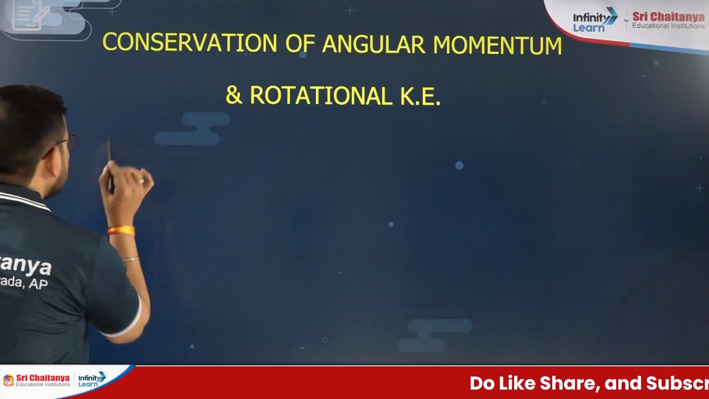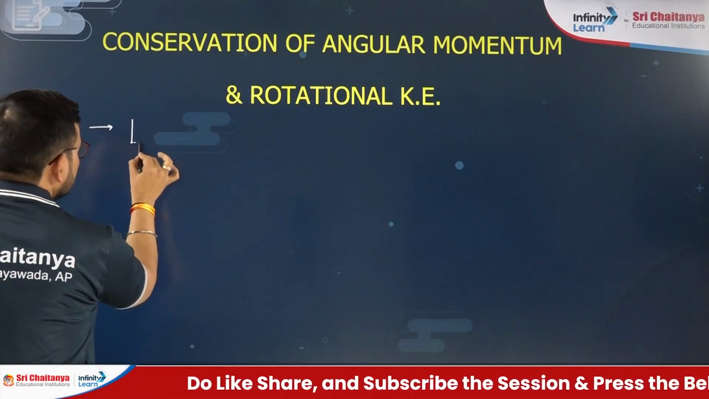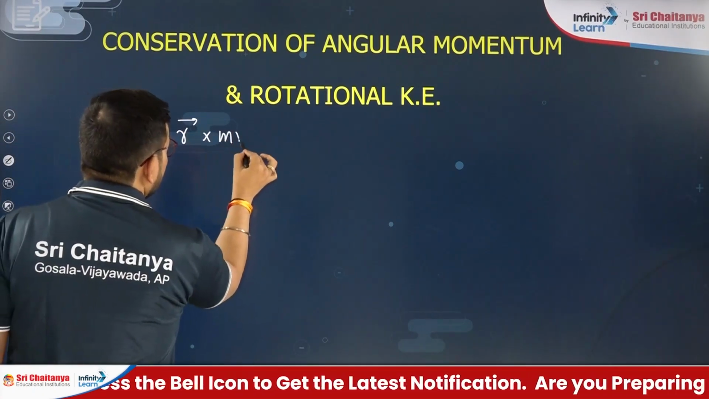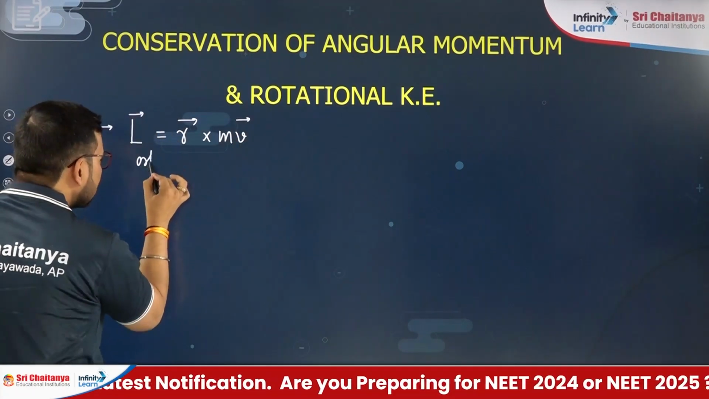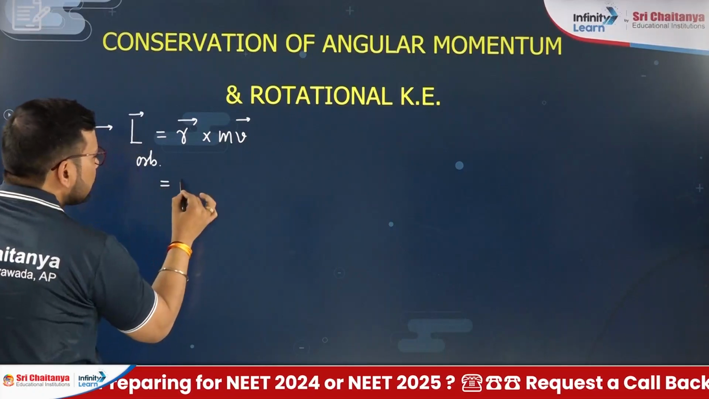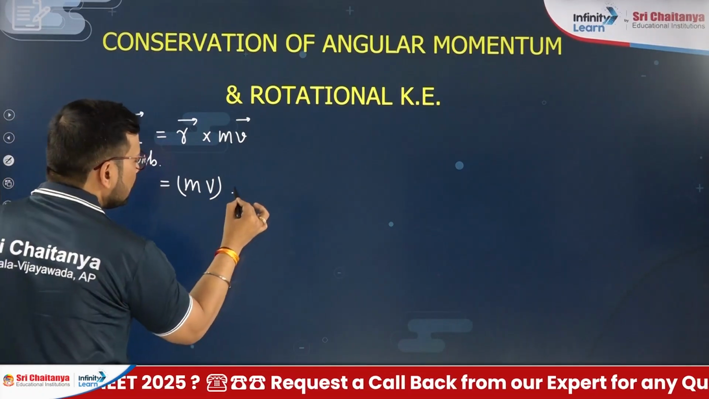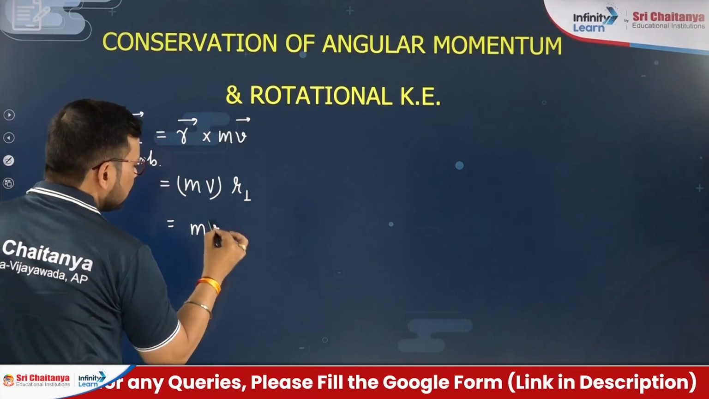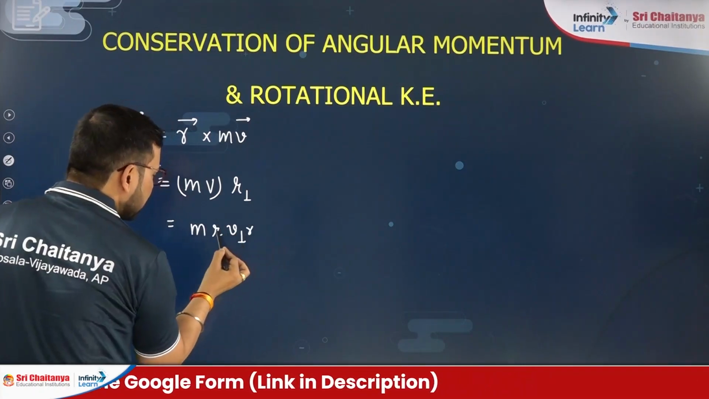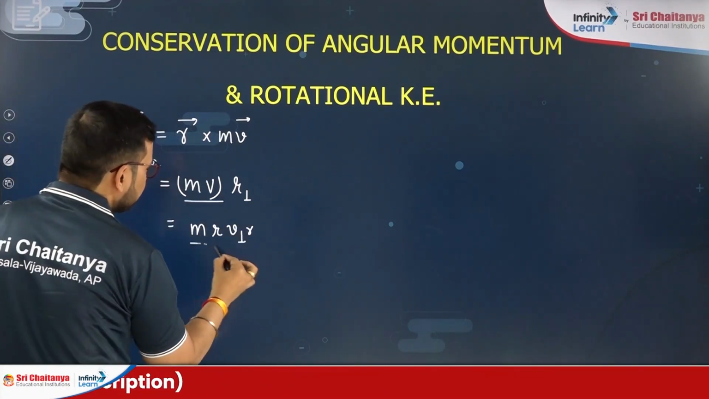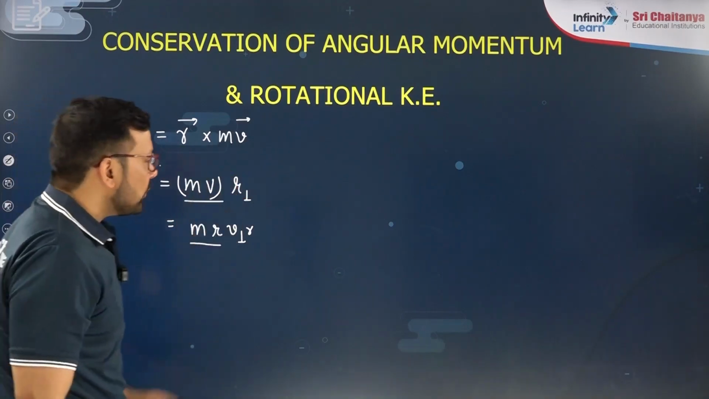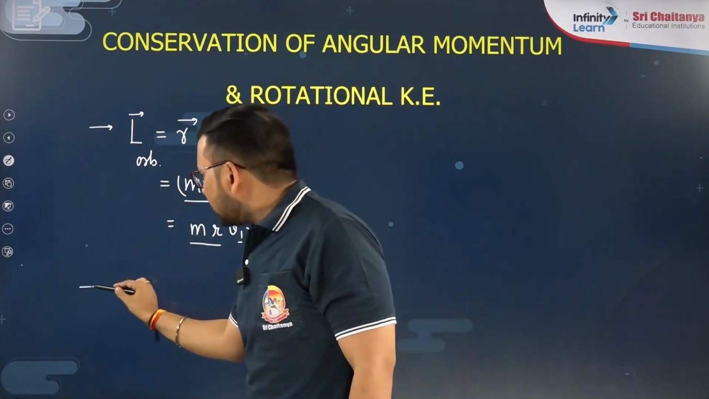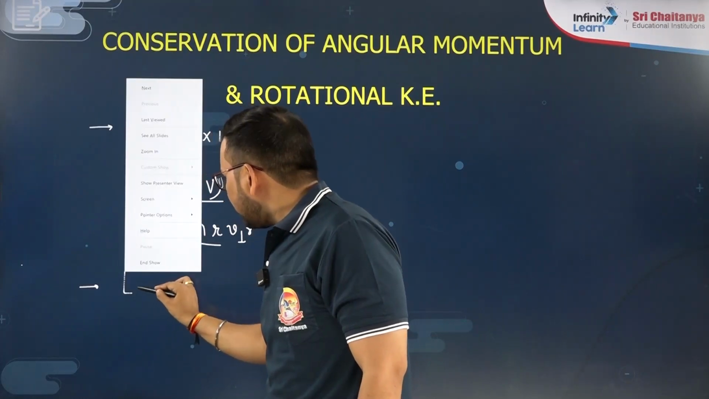Conservation of angular momentum. See, first I will write angular momentum L = r cross mv, that is the orbital angular momentum. Magnitude-wise it can be written as momentum into perpendicular distance, or we can write m into r into v perpendicular, meaning perpendicular momentum into r. This is in magnitude, and r cross mv in vector form, where we can write r in i j k form and v in i j k form.